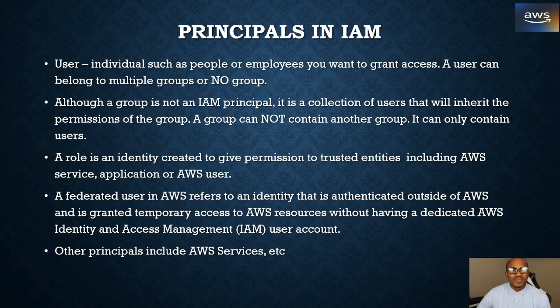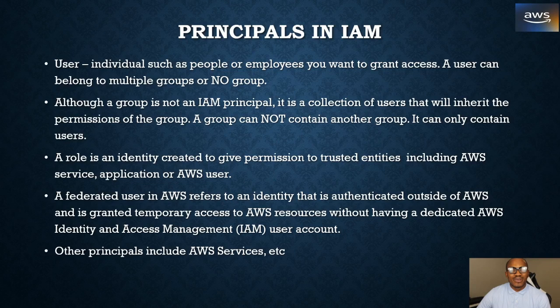Talking of principles in IAM, we have user. A user is an individual that you want to give access to your AWS account. And a user can belong to a group. A user may not belong to any group. And a group is just a collection of users that you want to give access to your AWS account and that have common roles. So you group them together. You group these users together, and every member of that group will inherit the permission of that group.